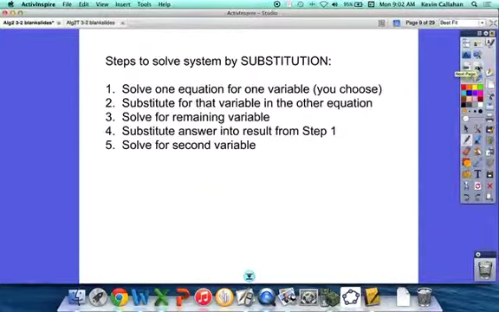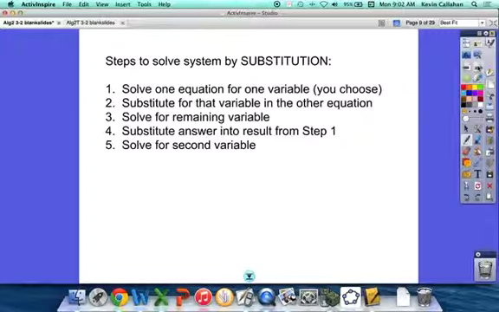So substitution, these are the steps. You have 2 equations and 2 variables. First, you solve one equation for one variable, and you choose. You're going to look at the equations and decide which one makes the most sense to solve for the variable. Then you're going to substitute for that variable in the other equation.